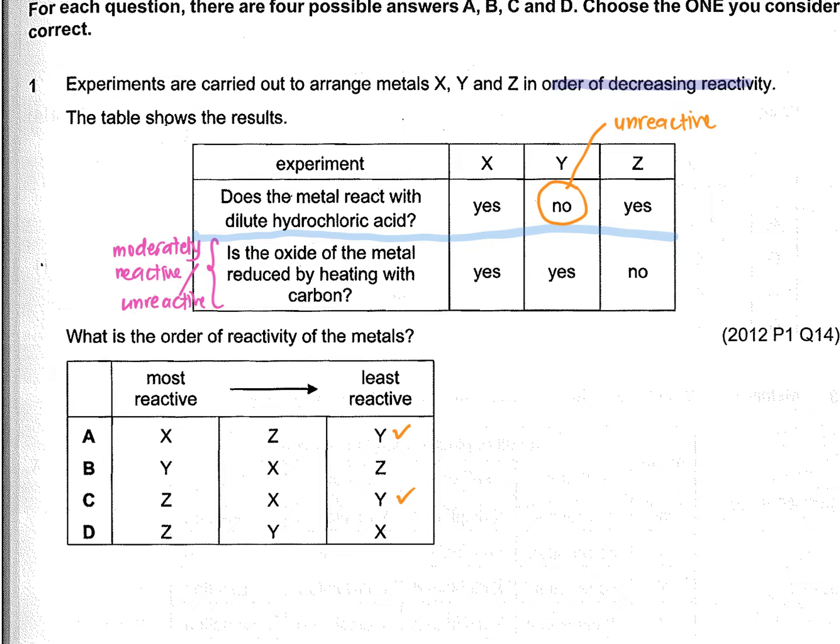Then if you look at the second experiment, the reaction involving the metal oxide with carbon, you realize that now leaving X and Z, Z is the one that cannot undergo this reaction. What this observation tells you is that this is a very reactive metal. That's why you cannot extract the metal by reducing its oxide with carbon. So Z has to be the most reactive metal. With this, you'll be able to identify and understand why your answer for MCQ number 1 is actually C.